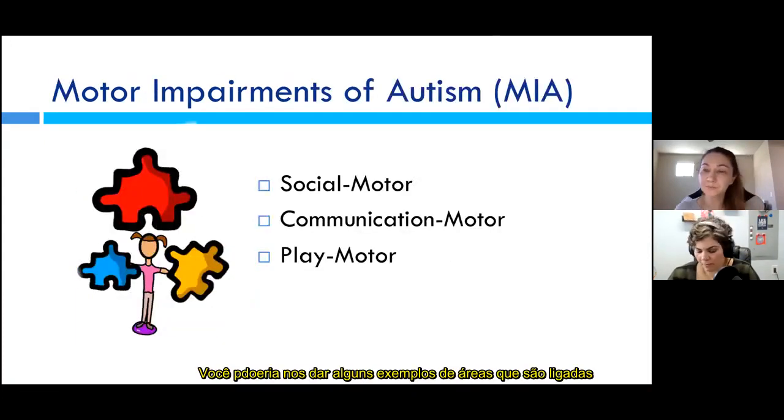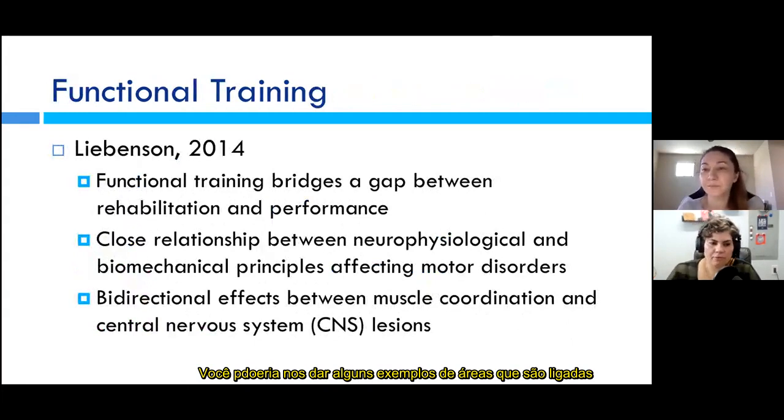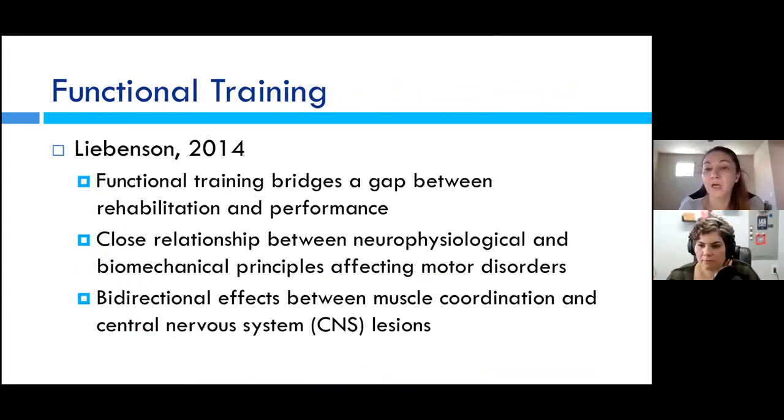Could you give us some examples of those areas that are linked to biomechanical principles?